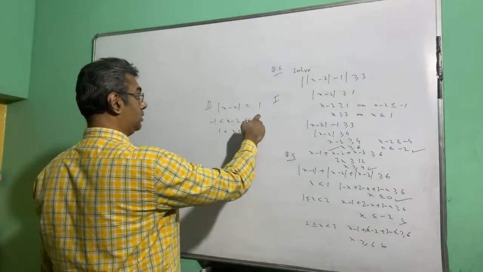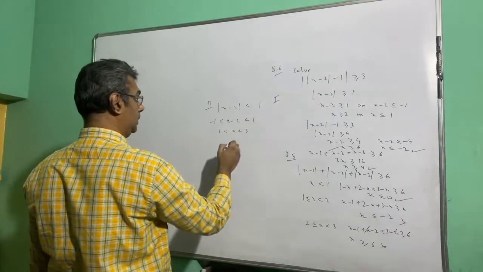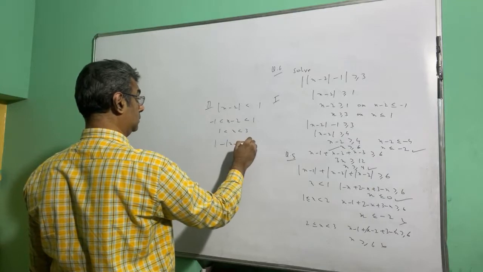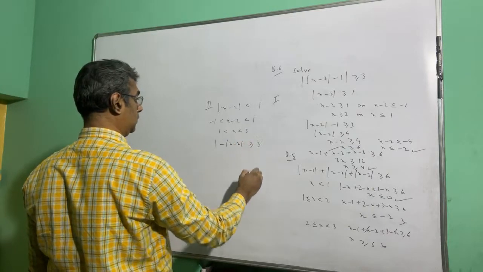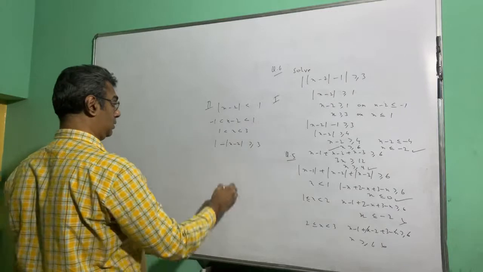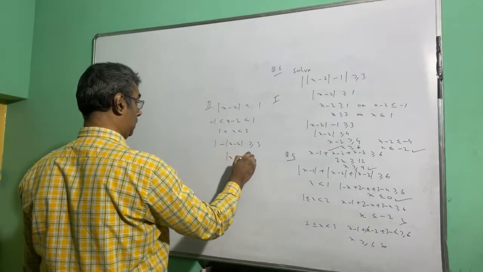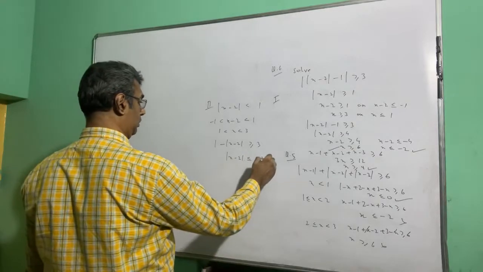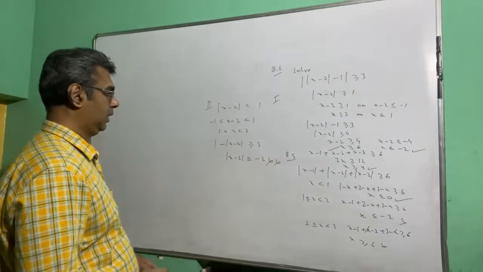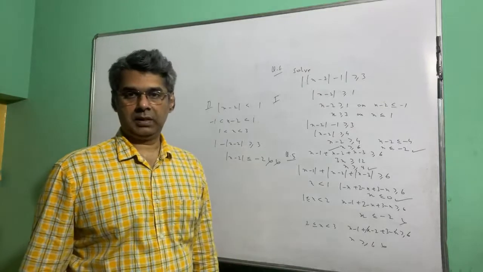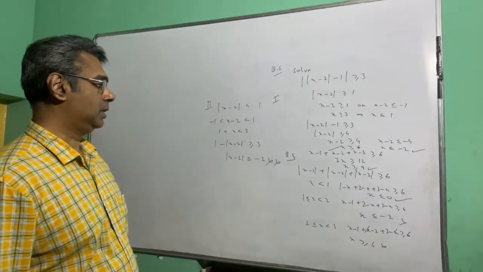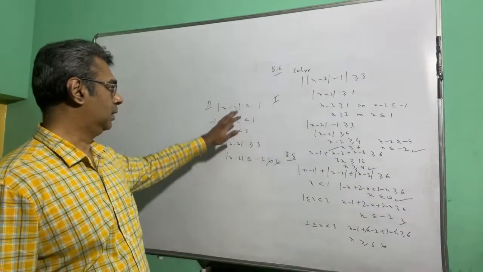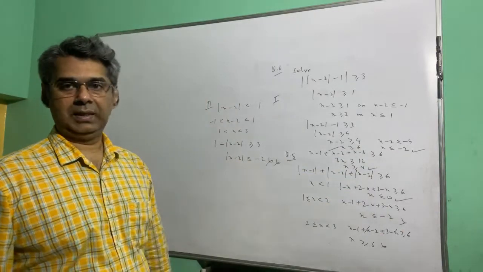And if modulus x minus 2 is less than 1, then when you open this mod, 1 minus mod x minus 2 is greater than or equal to 3. So mod x minus 2 is less than or equal to minus 2, which is completely impossible. The mod of any number cannot be less than or equal to minus 2. So that means the final answer will be x greater than or equal to 6 and x less than or equal to minus 2. And as a result of case 2, we will not get any answer.